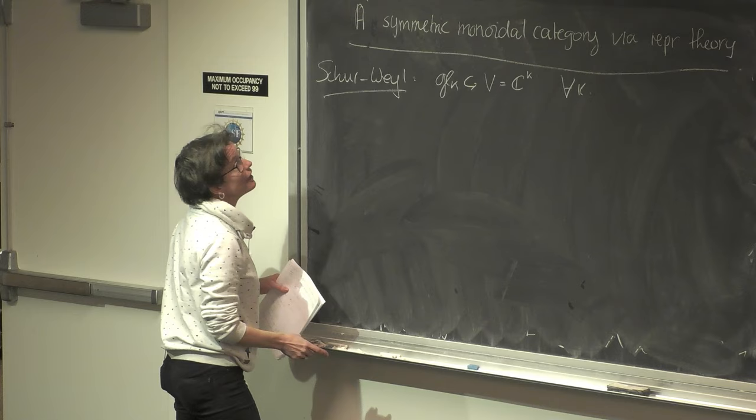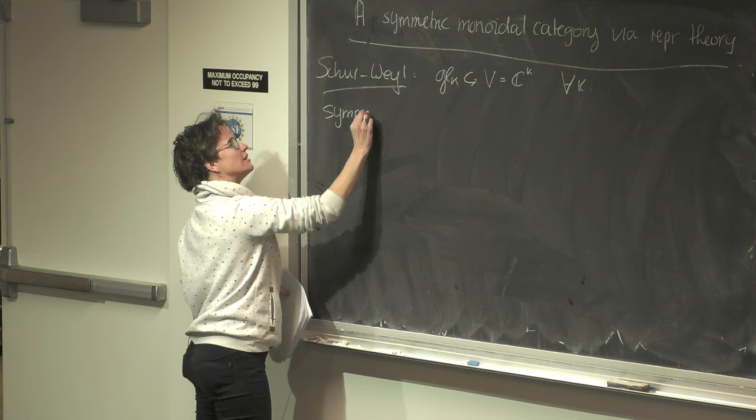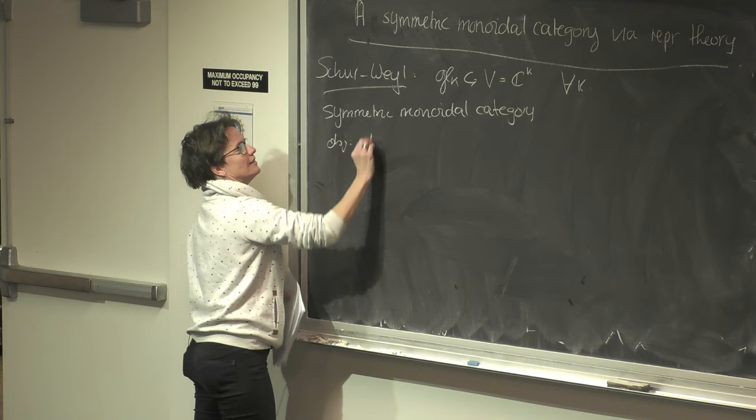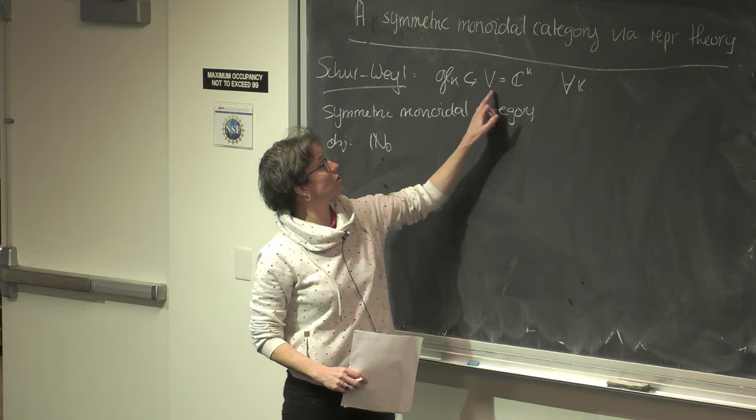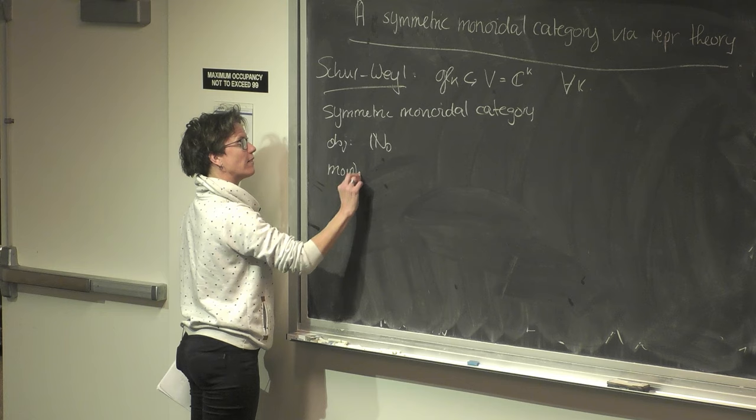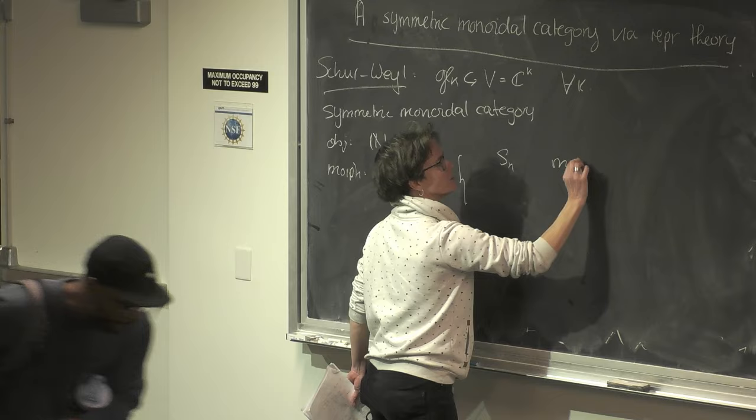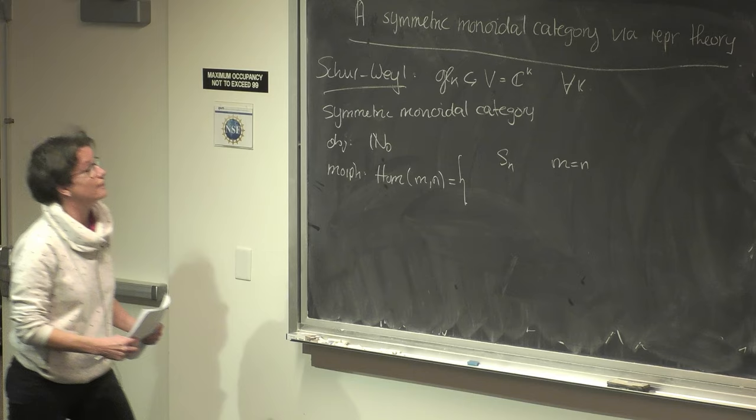I group this into a symmetric monoidal category, where objects are natural numbers. Think of it as n corresponds to the n-fold tensor product of V. The Homs between m and n is the symmetric group S_n if m is equal to n. This is really saying V^{⊗n}, so the dual is the symmetric group. And if m is not equal to n, I have nothing.